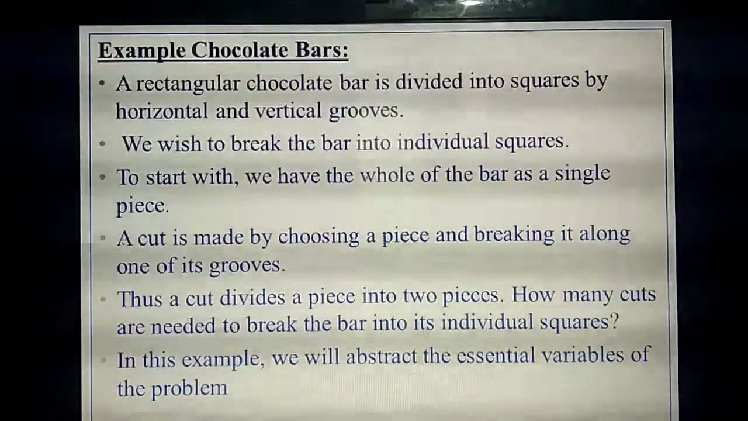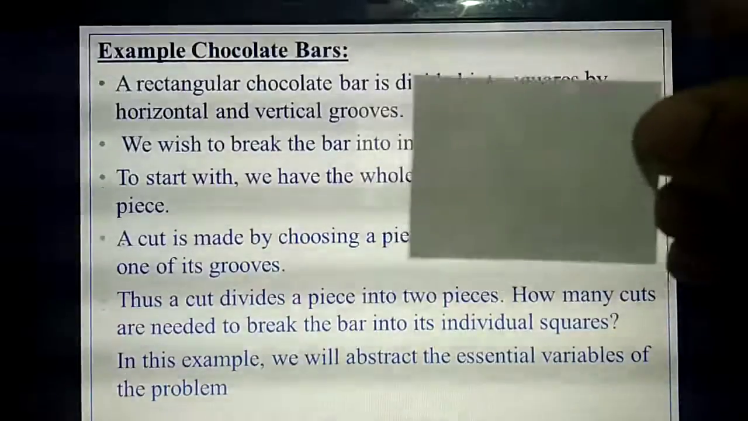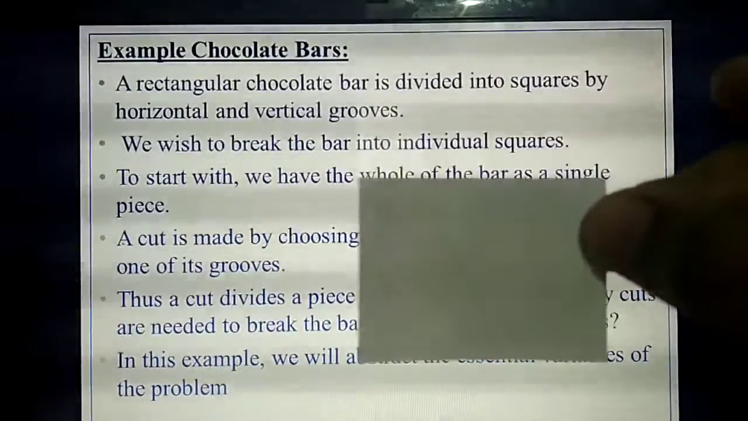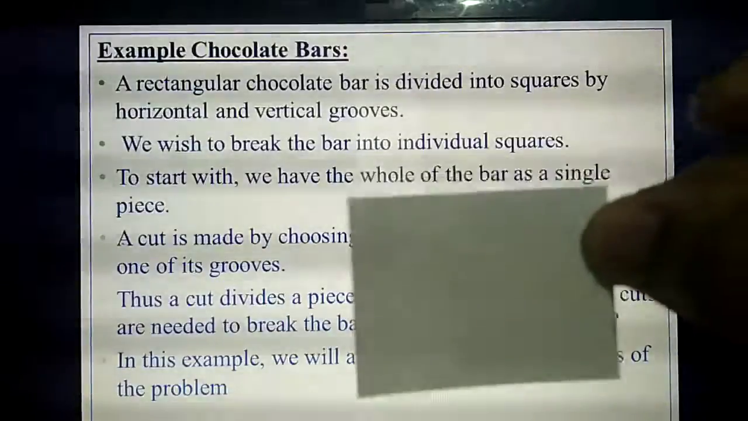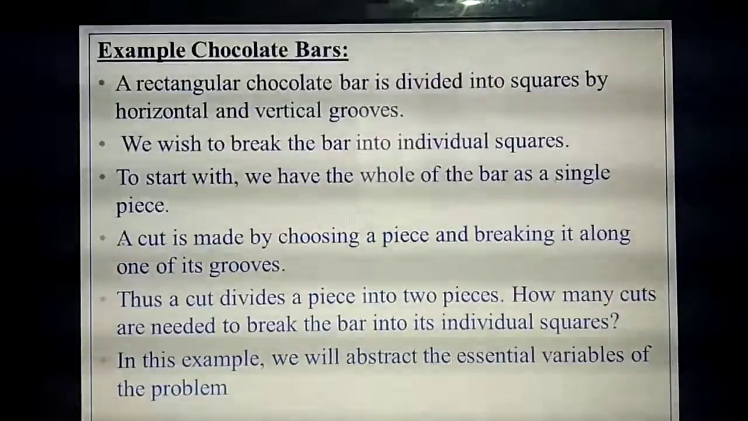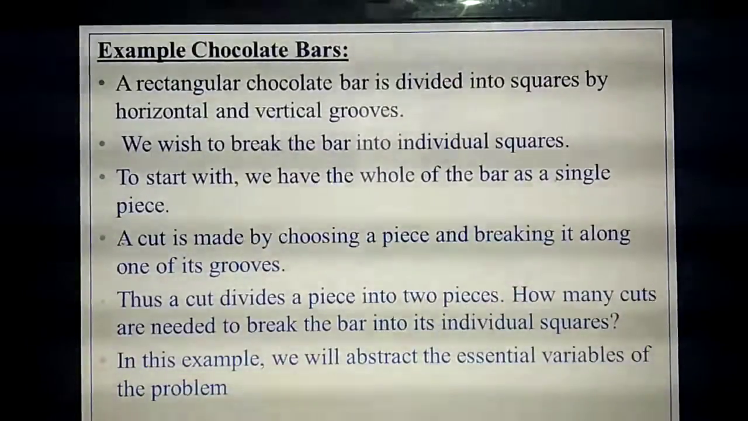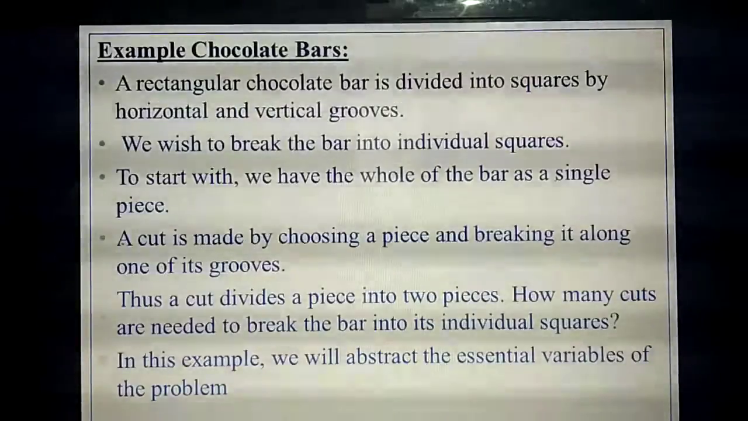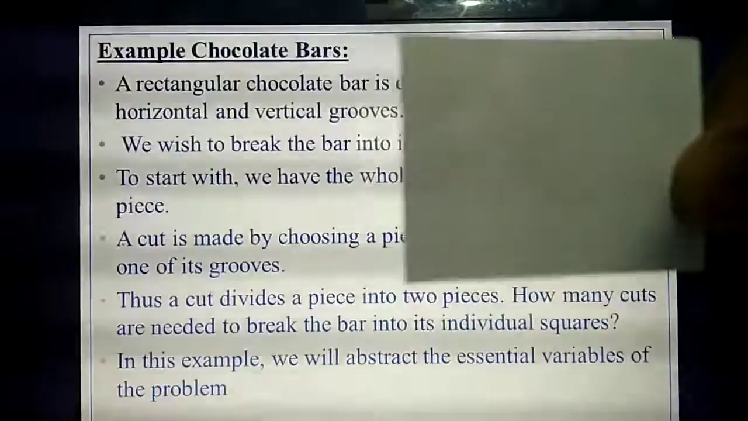For example, consider this one rectangular chocolate bar. Before you start, how many rectangular pieces will be there? One, totally one. What they are telling is: to start with, we have the whole of the bar as a single piece. So before we start, we consider it as a single piece.